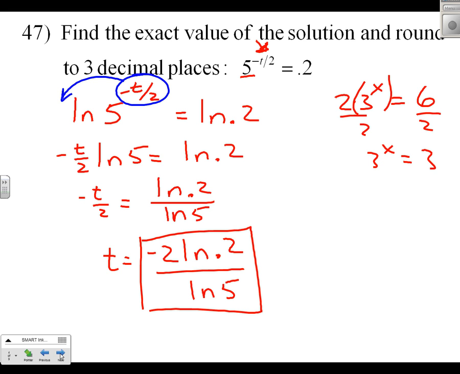And I would like to think from that we could all go to our calculators, enter that in our calculator, and get our answer to 3 decimal places.